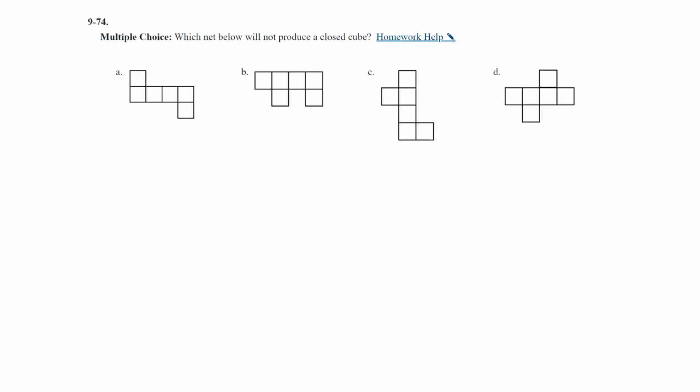Question 74, multiple choice. Which net below will not produce a closed cube? So if you have these four sides, if you just keep turning them over, that'll create the four sides, and this will be the top and the bottom. Same thing here, you'll get those four sides with the top and the bottom, and then same thing here, top and the bottom. But on B, you flip over these four sides, but they're going to be both on the same side here, so that's going to be a problem. So B is the net that will not produce a closed cube.